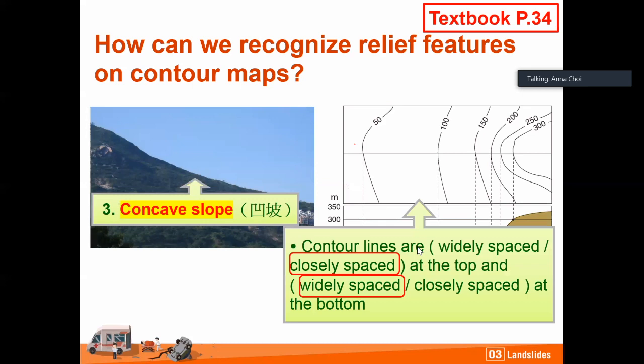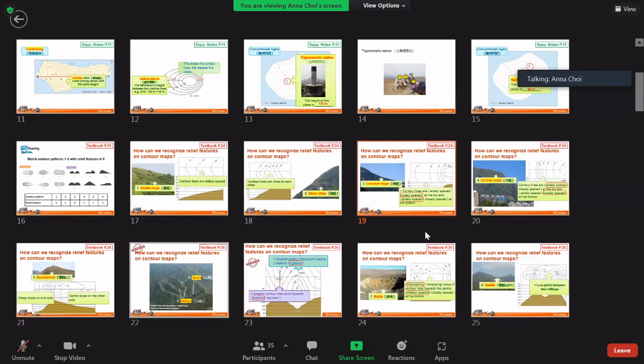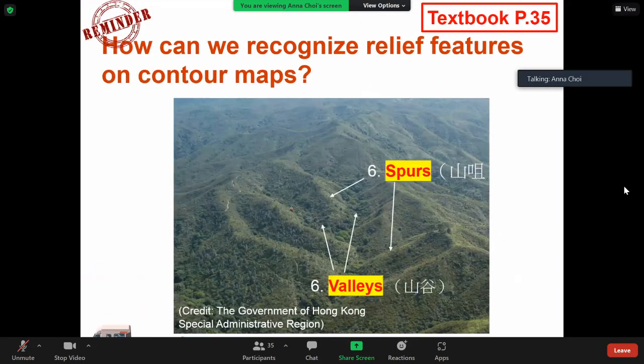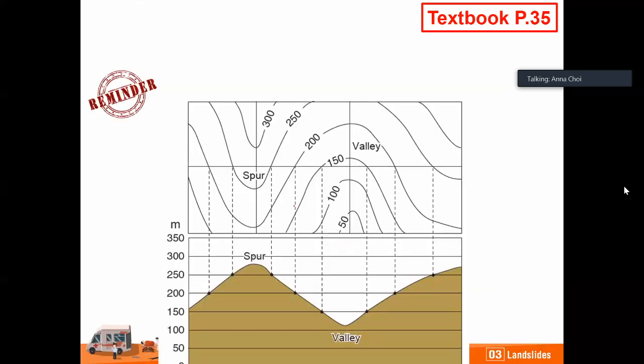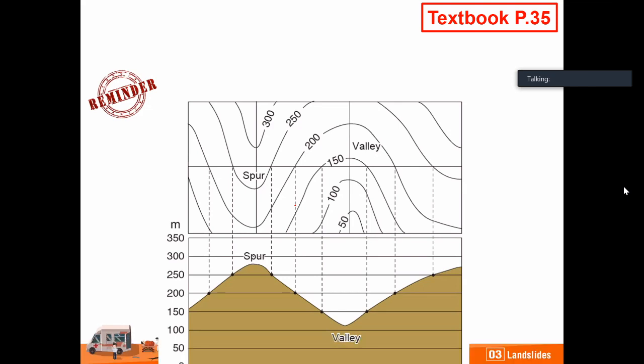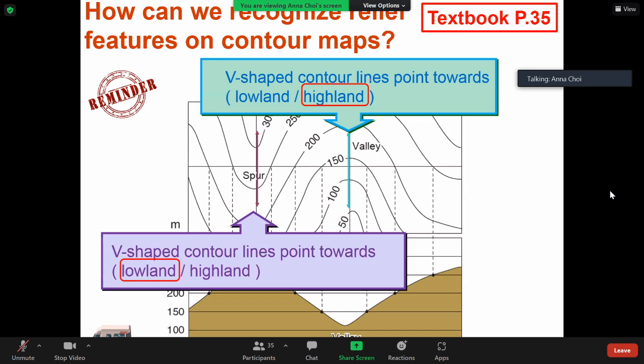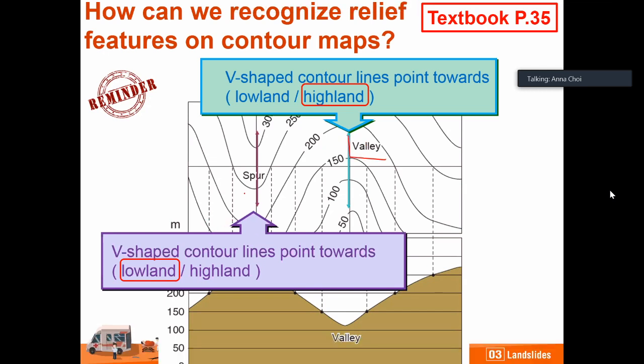So if you don't have questions, then I go to the most difficult one. That will be spur and valley. So could you put a backstar on number 6? You will find that if they are shown in the contour map, they are shown in V shape. If the tip of the V shape points towards highland, then we call this one a valley. If they are pointing to lowland, we call this one a spur.